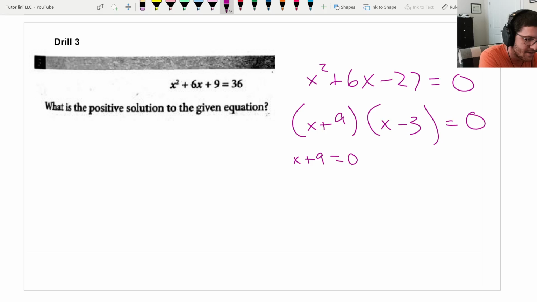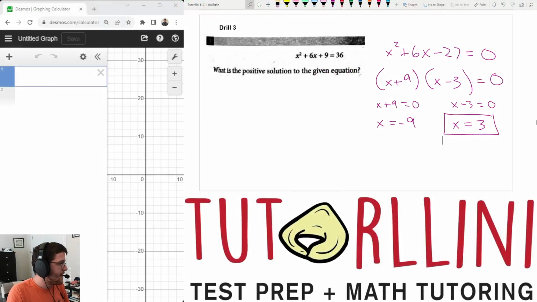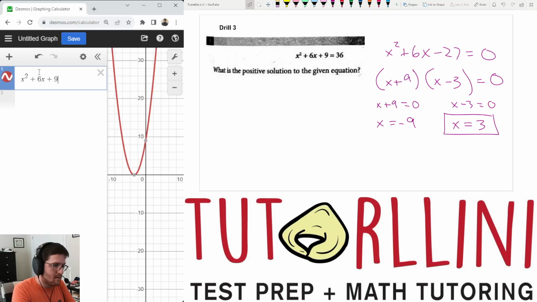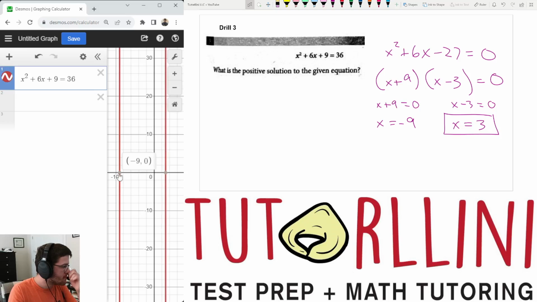X plus 9 equals 0. X minus 3 equals 0. We subtract 9 from both sides, we get x equals negative 9. We add 3 to both sides, we get x equals 3. And that is the answer. And of course, on the actual test, do not spend all that time doing that. Negative 9 and 3. We want the positive answer, so we're going to go with 3.